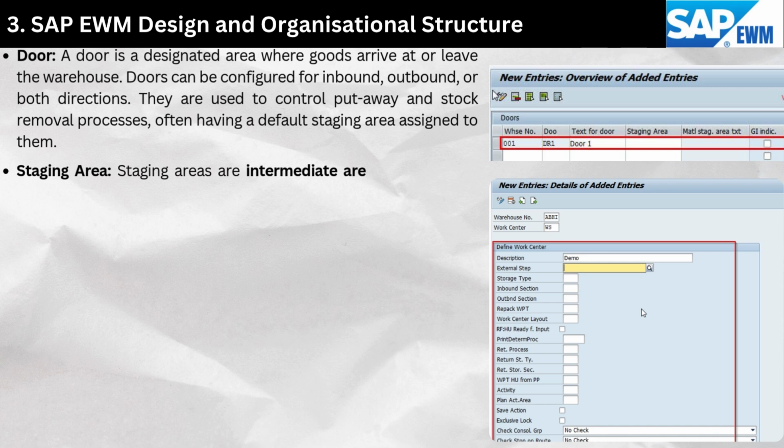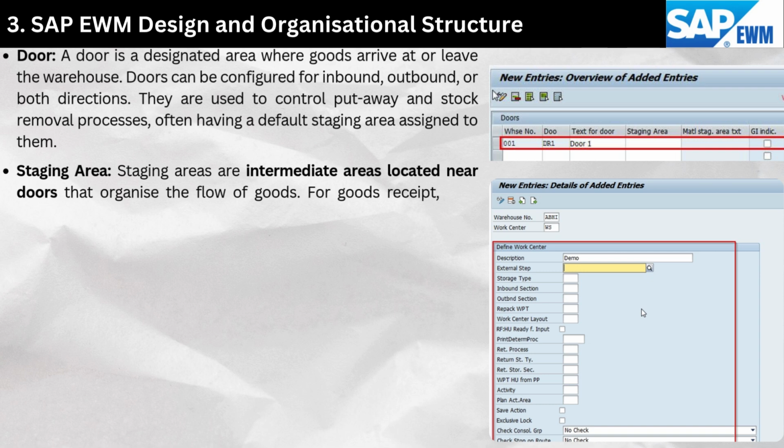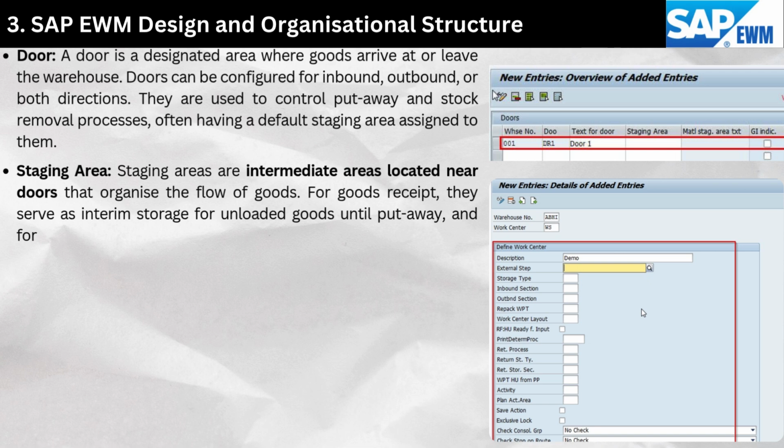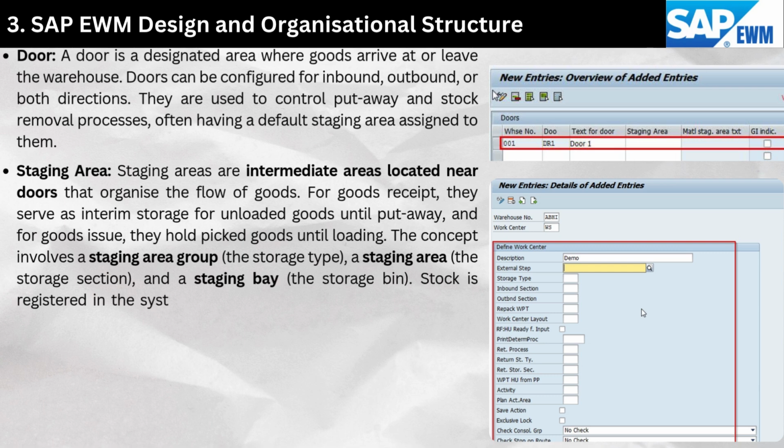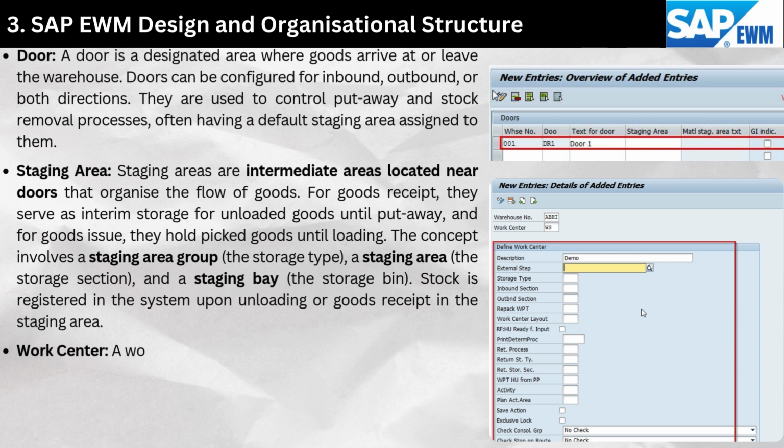Staging area. Staging areas are intermediate areas located near doors that organize the flow of goods. For goods receipt, they serve as interim storage for unloaded goods until put-away, and for goods issue, they hold picked goods until loading. The concept involves a staging area group, the storage type, a staging area, the storage section, and a staging bay, the storage bin. Stock is registered in the system upon unloading or goods receipt in the staging area.